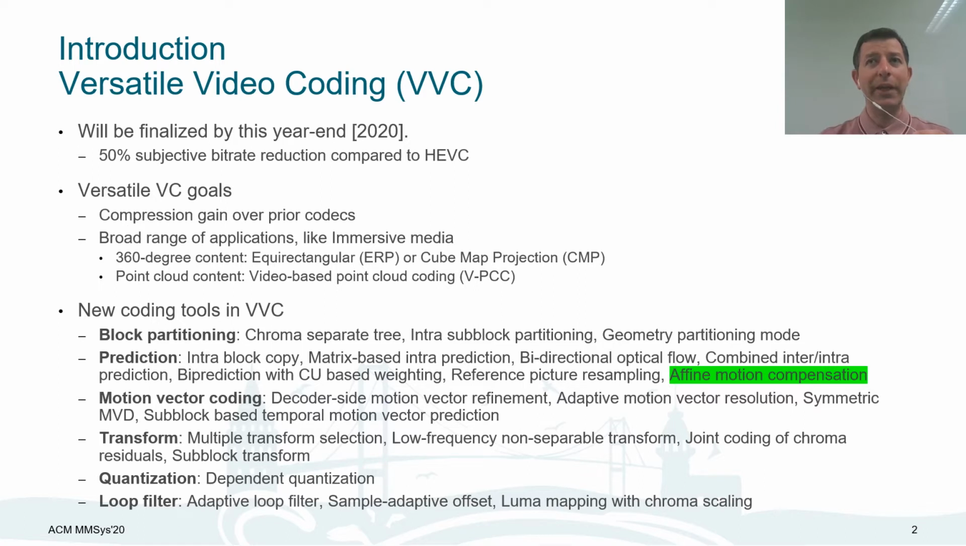It mainly targets natural video coding, but also targets coding new types of video content, like immersive or VR related content. VVC has many coding tools, I listed them here, but I'm not going into all the details. The tool that we are studying in this paper is affine motion compensation.